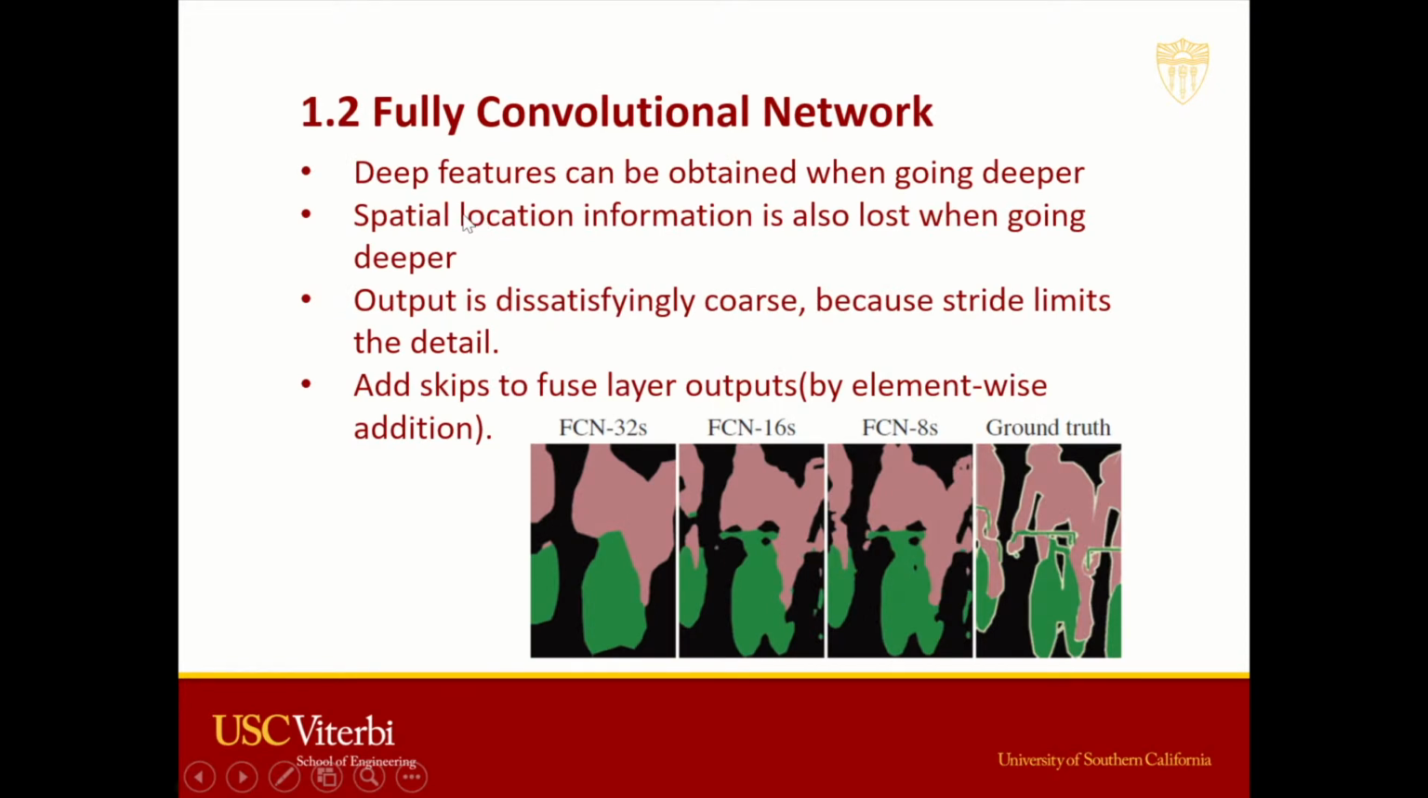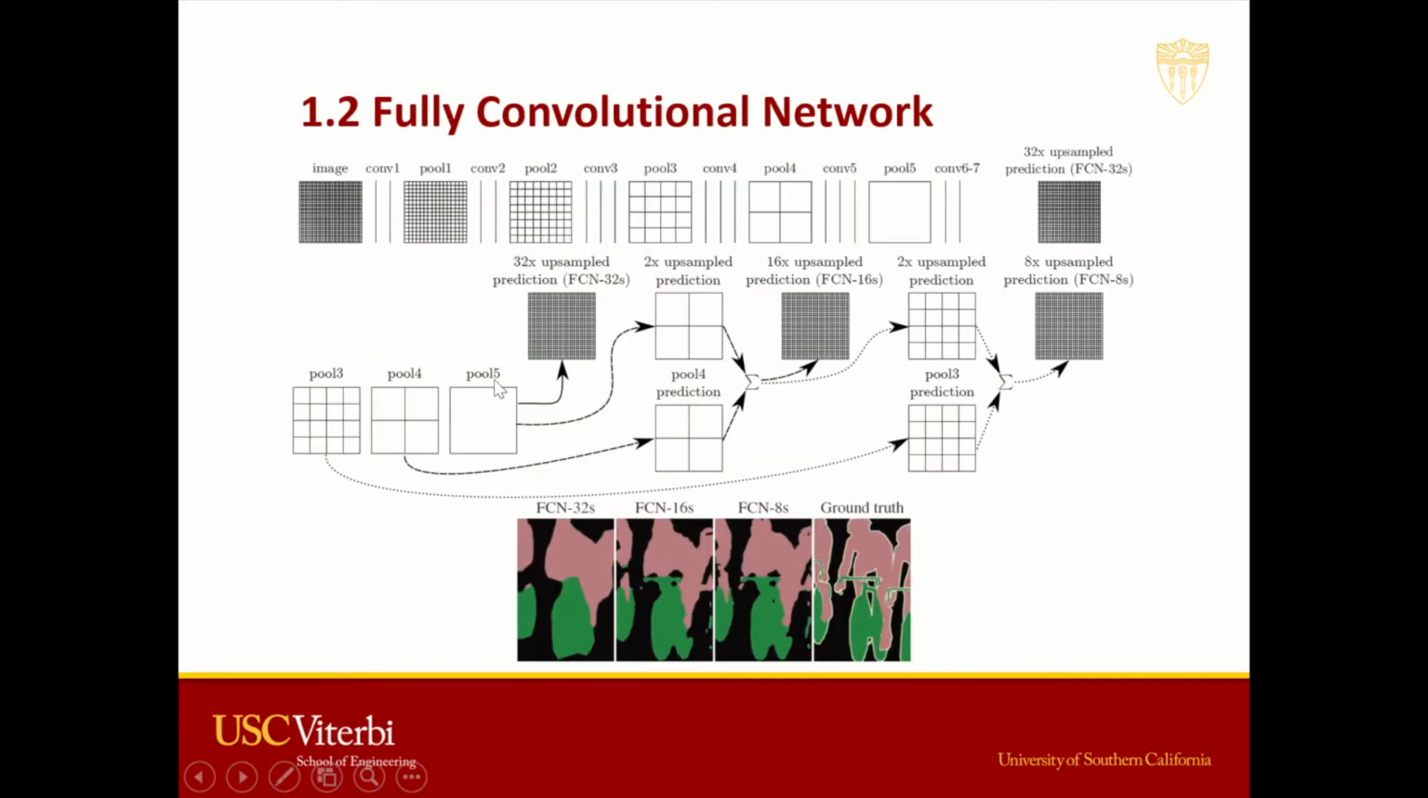And because we use downsampling to capture the deep features, the downsampling can lose lots of spatial location. So we can add skips to deal with this problem. Here is the example. We can upsample this pool 5 with stride 32 to get this FCN32s. And we can see the performance is really bad.